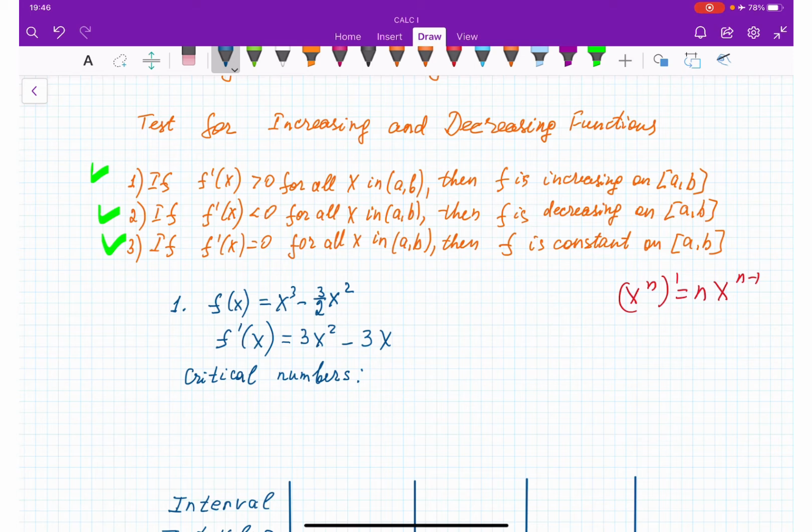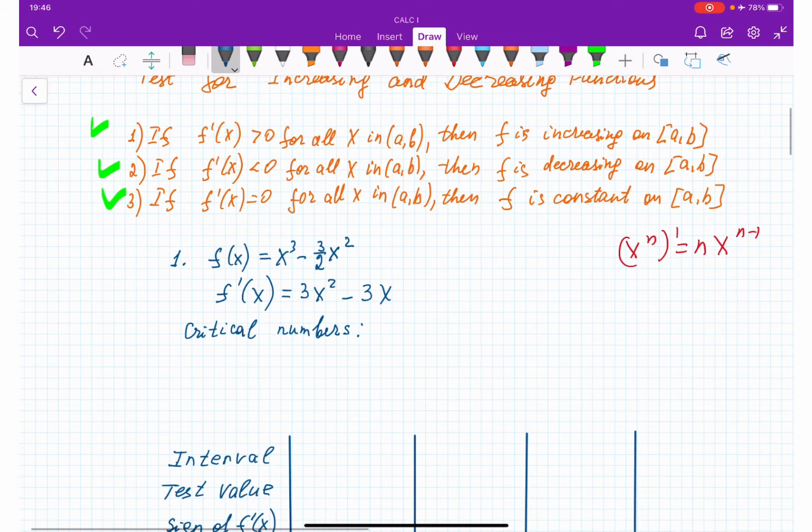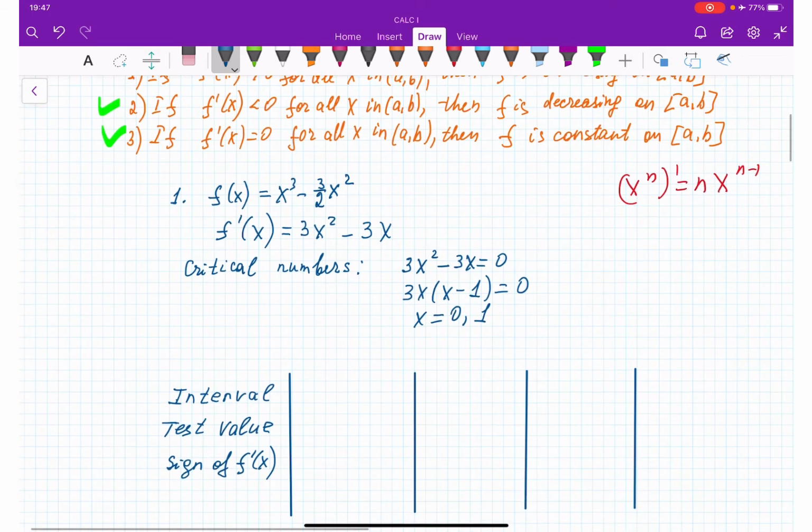Now, what are going to be the critical values, meaning at what value of x the derivative is going to become 0? To find out, I'm going to set 3x squared minus 3x equal to 0. 3x is a common factor. I'm taking it out: 3x times x minus 1 is equal to 0. And x from here is either 0 or 1. So 0 or 1, those are our critical numbers.